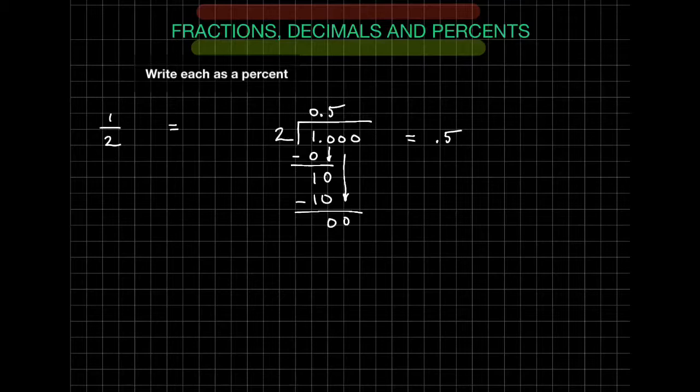Okay, but we want the percent. We want the percent. So we know that what we have to do from earlier is move that decimal over twice. So we're going to get 50%. Okay, 1/2 equals 50%. So this is the basic way to do it. We're just going to do long division.